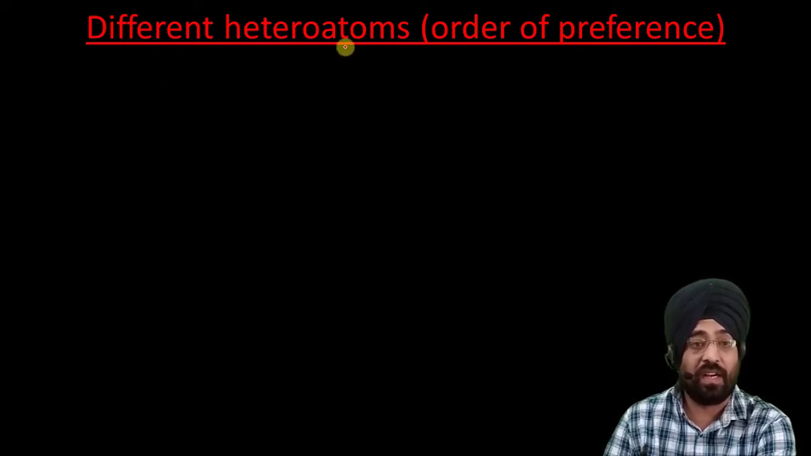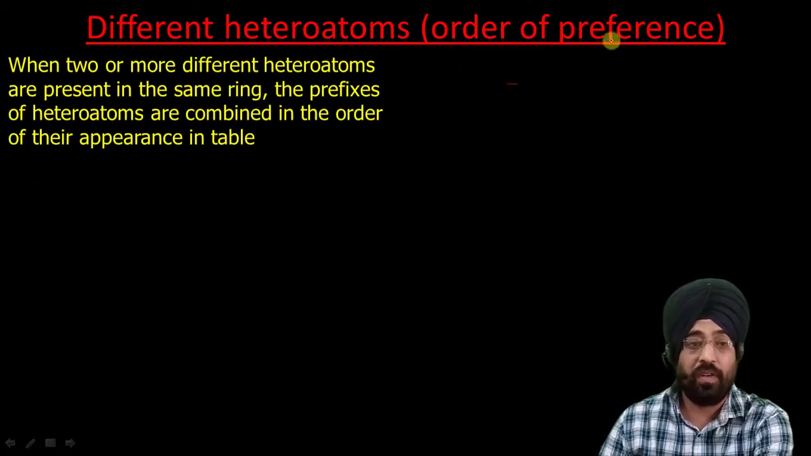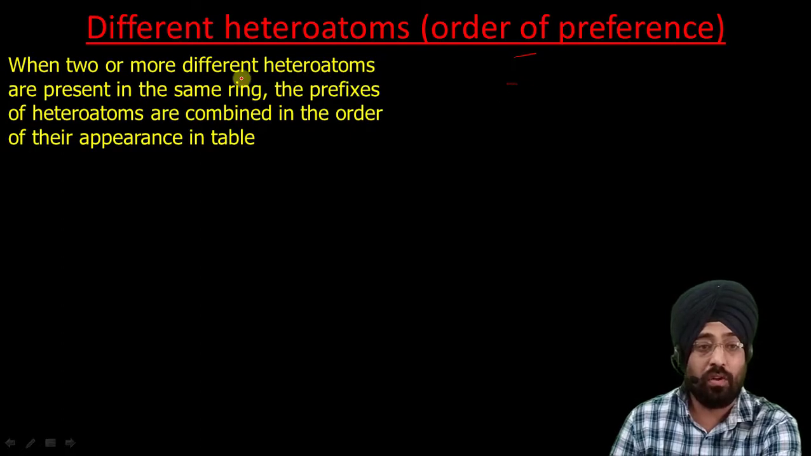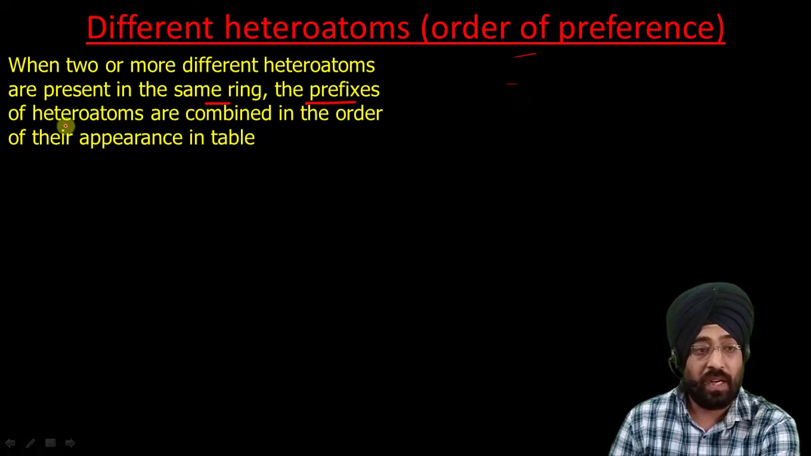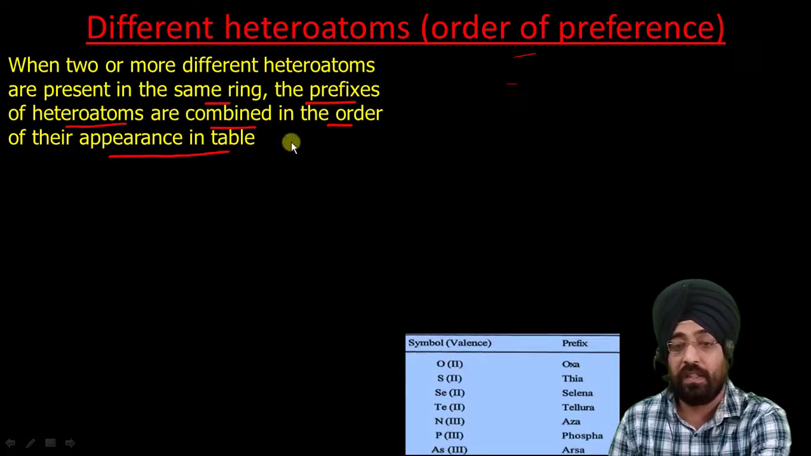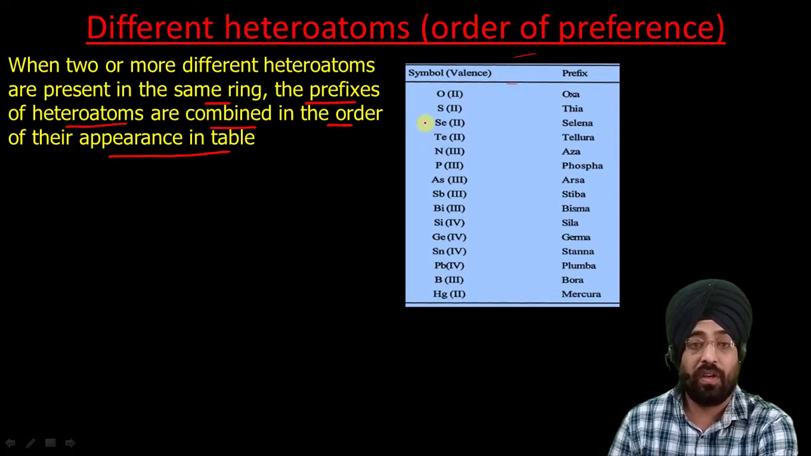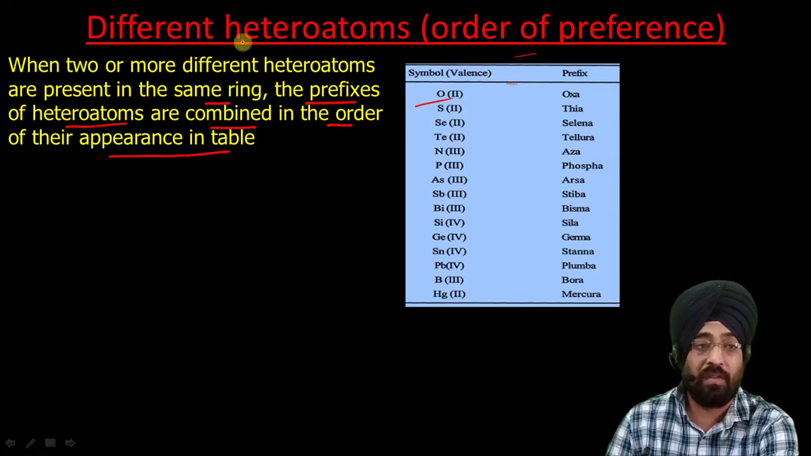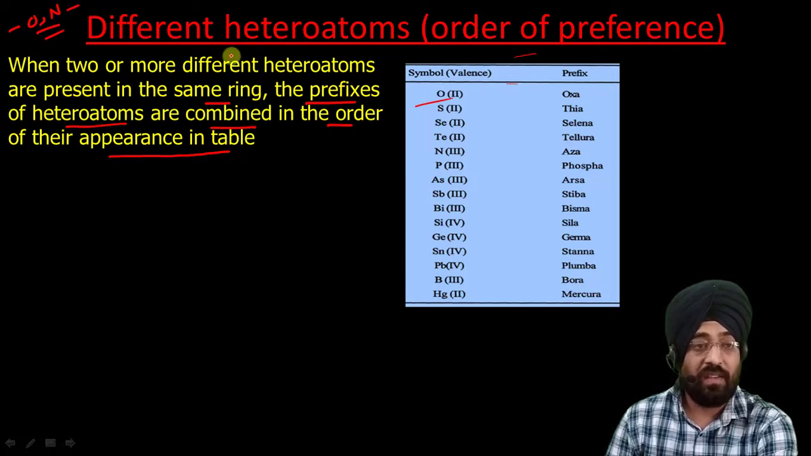When we have different heteroatoms, more than one heteroatom but both are not the same, what do we do in that case? In that case, when two or more different heteroatoms are present in the same ring, the prefixes of the heteroatoms, as we know we have to give a prefix for the heteroatom, are combined in the order of their appearance in the table. This is the table. So when we have more than one heteroatom, like suppose if we have oxygen as well as nitrogen, then we have to combine the prefix for oxygen and nitrogen with the stem, that I will discuss.